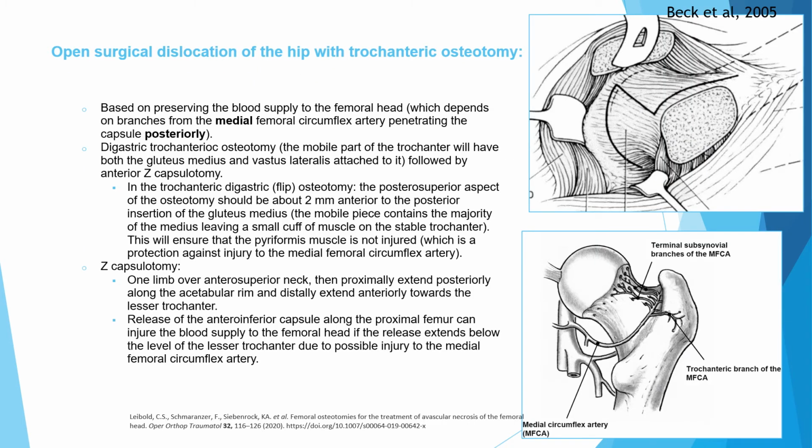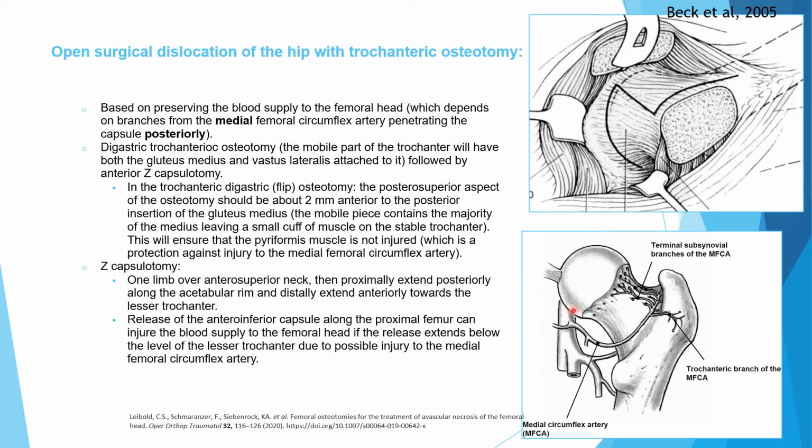Another important approach that you need to know is how to do the open surgical dislocation with trochanteric osteotomy. If you'd like to address intra-articular pathology of the hip, like cam impingement or fracture, you will need to dislocate the hip in a safe way that does not affect the blood supply. So quickly to go through the blood supply of the proximal femur, it comes mainly from the medial femoral circumflex artery, which gives about 75% of the blood supply of the proximal femur.